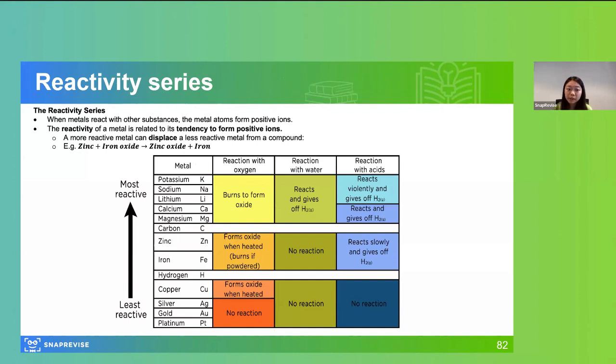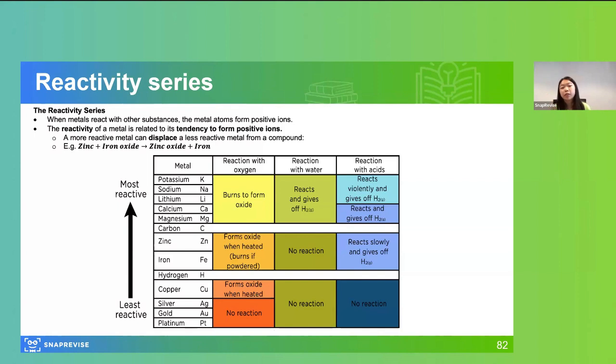So the more reactive the metal, the more it can displace the less reactive metals. If it's higher on the reactivity list, it's going to be able to displace those that are lower on the reactivity list. For example, zinc is higher on the reactivity list compared to iron. So zinc can displace iron from iron oxide to form zinc oxide, and you can extract iron.